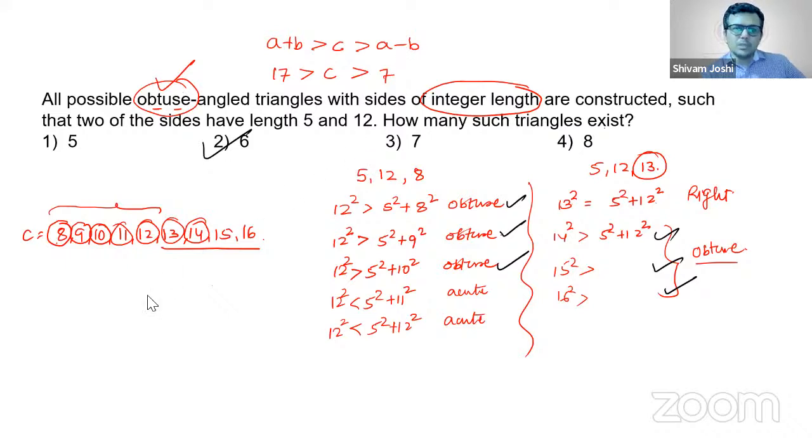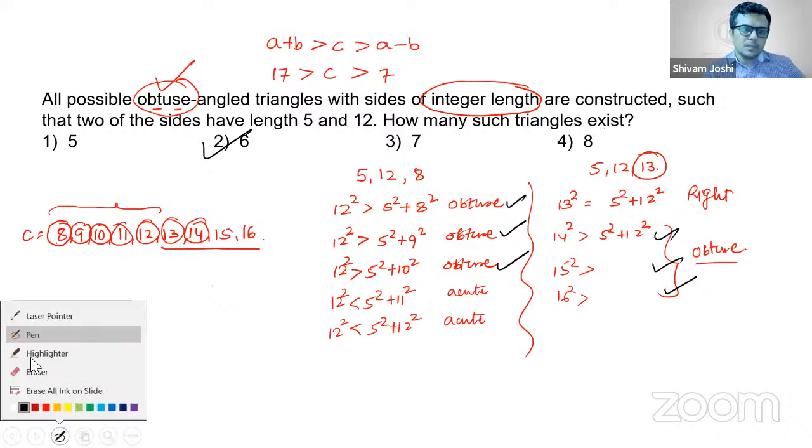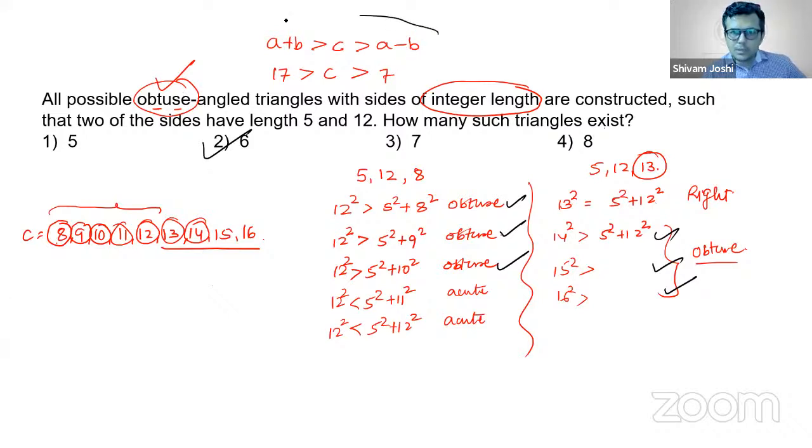Okay, some people have questioned why didn't we take 5, 6, etc. So actually that was the starting point, if you remember, right? We started with the range of the third side, right? What was the property? A plus B greater than C greater than A minus B. So based on that property, I can find out the range for the third side.